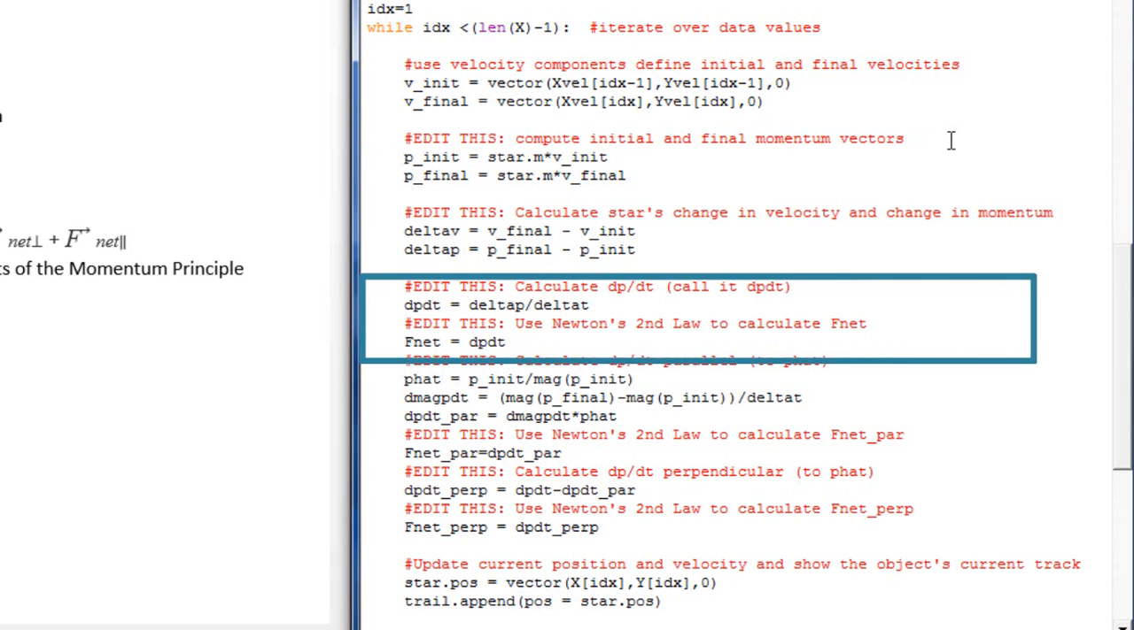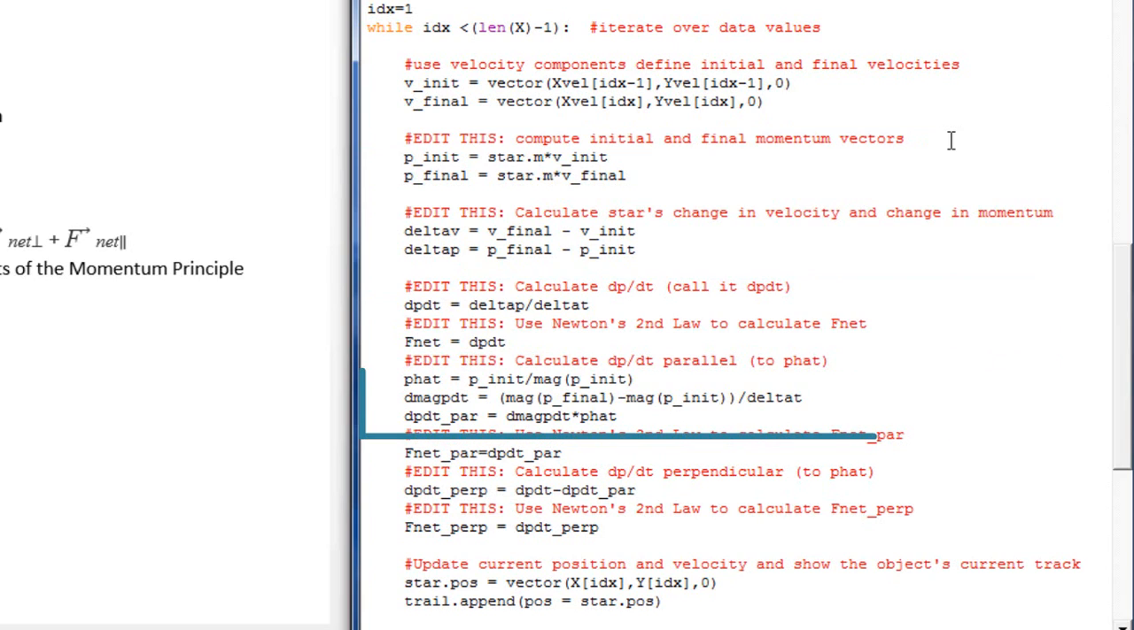dp/dt is equal to the change in momentum over the change in time. According to the momentum principle, that is what Fnet is equal to. Then, I find the direction of momentum by using the equation of initial momentum over the magnitude of the initial momentum. From that, I can find the magnitude of dp/dt parallel because it is the change in magnitude of the momentum over delta t.